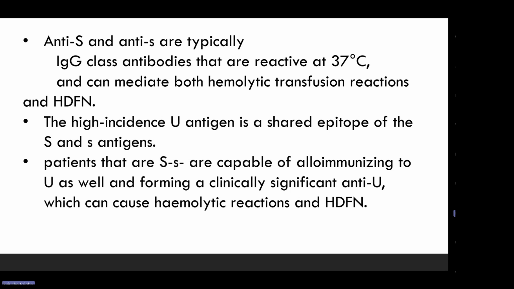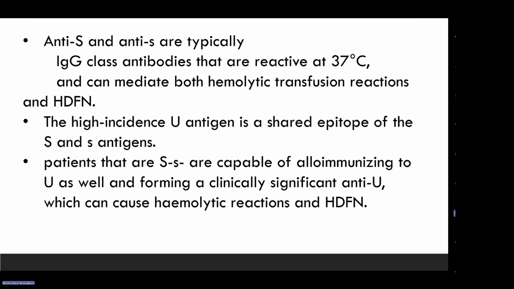They have a high incidence of U antigen, which is a shared epitope of the S and s antigens, both big and small. Patients that are S-negative, s-negative are capable of alloimmunizing to U, as well as forming a clinically significant anti-U, which can cause hemolytic reactions. Okay, so I think we will stop at this MNS blood group system for now.